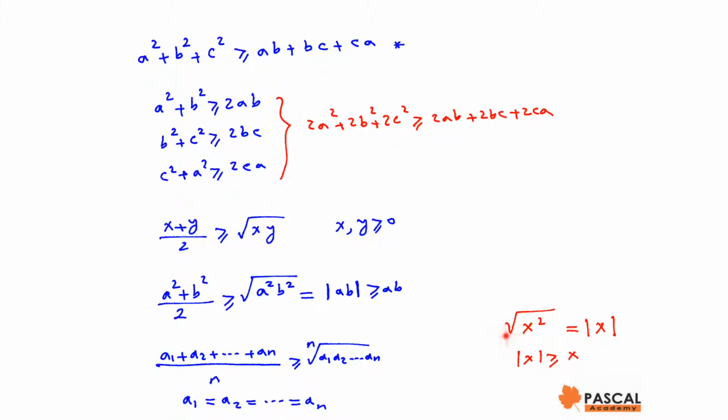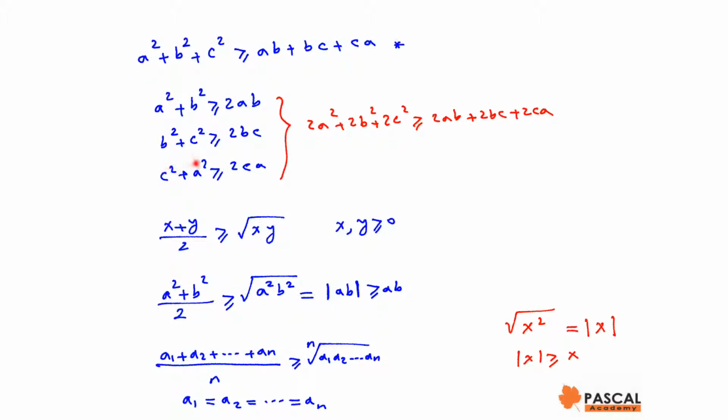Notice that square root of x2 is always equal to absolute value of x. An absolute value of x is always greater or equal than x. When x is a non-negative number, absolute value of x is equal to x. And when x is negative, absolute value of x is greater than x. Therefore, a2 plus b2 divided by 2 is always greater or equal than ab. This means a2 plus b2 is greater or equal than 2ab.